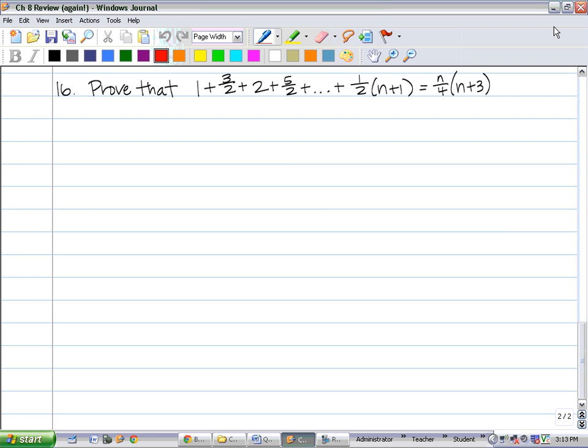Okay, last problem. Here comes the proof. Remember, with every mathematical induction proof, you have to show all 3 steps. Step number 1, when n equals 1. Yes, you have to write it out.